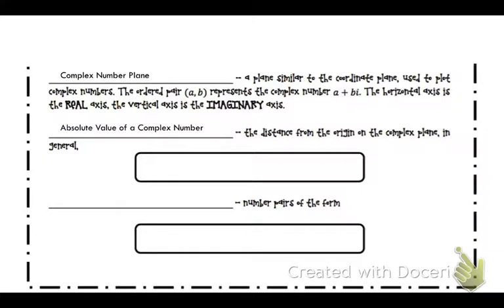The distance from the origin on the complex plane is, in general, the absolute value of a complex number. So the absolute value of a plus bi equals the square root of a squared plus b squared. That's important. Just make sure you have that formula written down. And then complex conjugates are a plus bi and a minus bi. So the sign just switches.